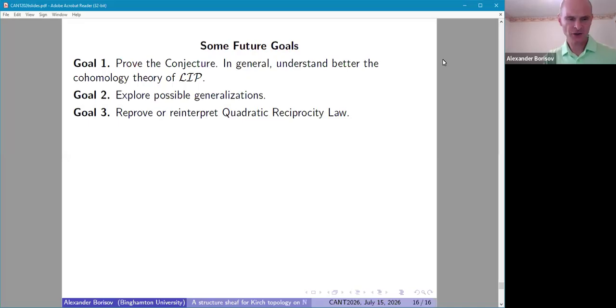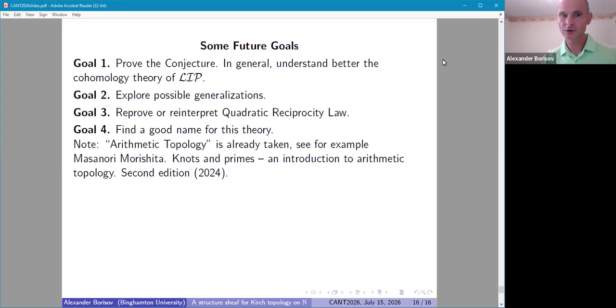Now, this third goal is kind of a proof of concept thing. I'm not a fan of theories that just describe new things, create new questions, then gleefully resolve them. A good theory has to give back. And I'm sure quadratic reciprocity is somewhere there. I have ideas where, but I don't have it yet. Finally, goal number 4, find a good name for the theory.